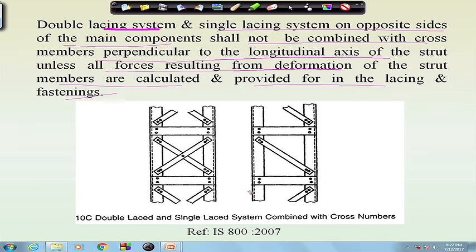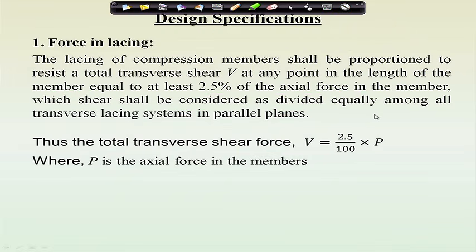Also, we should keep in mind that when we are providing lacing combined with cross members, one can provide, say, a double lacing system, then a cross member, then a double lacing system, then a cross member, like this. Or if we use a single lacing system, one inclined member, which is called lacing, then one cross member, like this it is preferred. Now, coming to design specification.